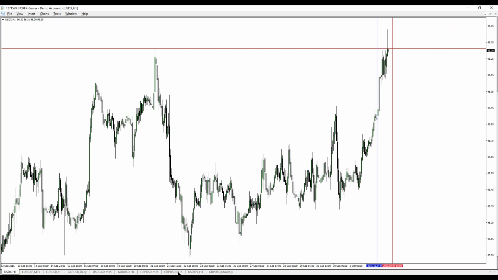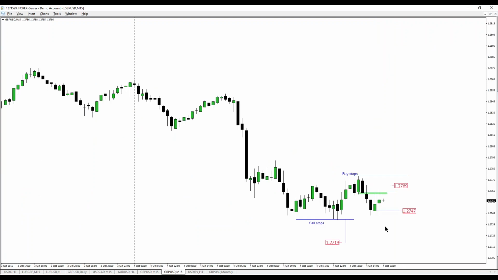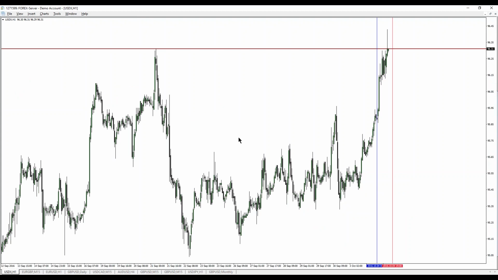Now go back to cable. What happens now if cable does go lower? What does this become? Potential turtle soup, or a false break below the low. So to weigh this, you have to be able to look at both markets in contrast to one another.